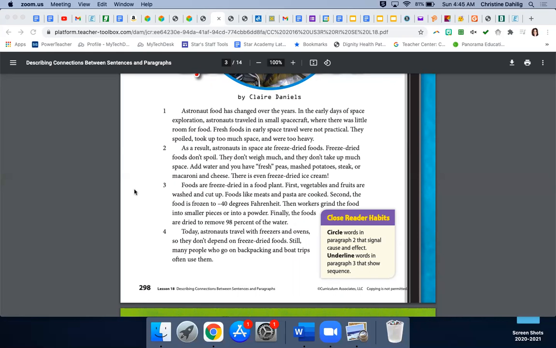Foods are freeze-dried in a food plant. First, vegetables and fruits are washed and cut up. Foods like meats and pasta are cooked. Second, the food is frozen to negative 40 degrees Fahrenheit. Then workers grind the food into smaller pieces or into a powder. Finally, the foods are dried to remove 98% of the water. Today, astronauts travel with freezers and ovens, so they don't depend on freeze-dried foods. Still, many people who go on backpacking and boat trips often use them.